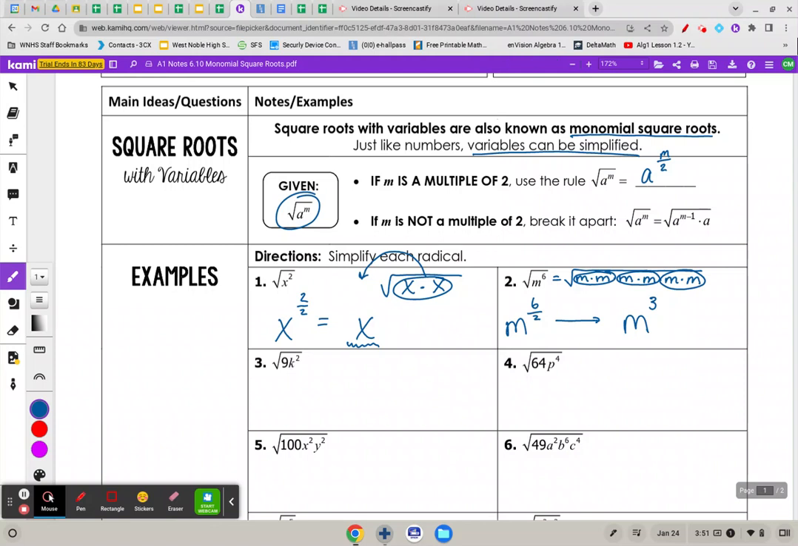If we start throwing numbers in, that's great. We can simplify like we did previously. So the square root of 9 is simply 3. And then if we take this divided by 2, we get 3k. For question 4, the square root of 64 is 8. If we take 4 divided by 2 for p to the 4th, we get p to the 2nd.